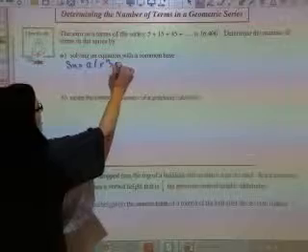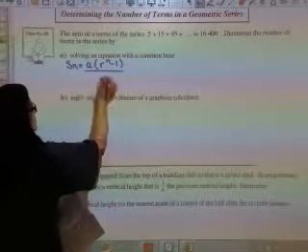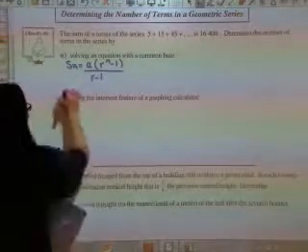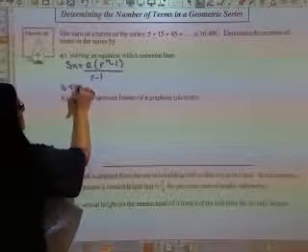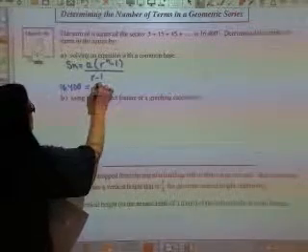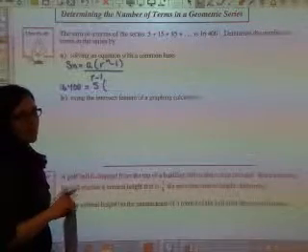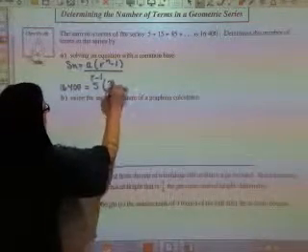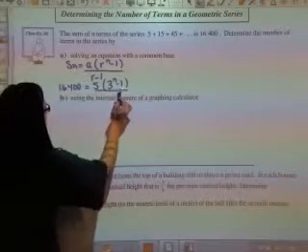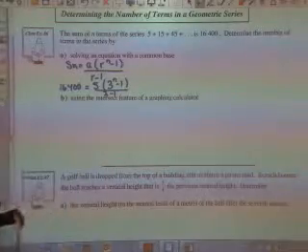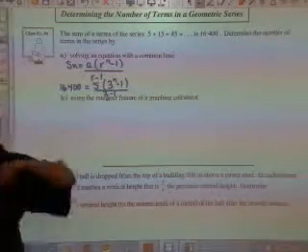S of n equals a times r to the power of n minus 1, and then divided by r minus 1. So S of n equals 16,400. A equals 5. And what's my common ratio? 3. So I have 3 to the power of n minus 1 divided by r minus 1, which is 3 minus 1. So 3 minus 1 is 2.